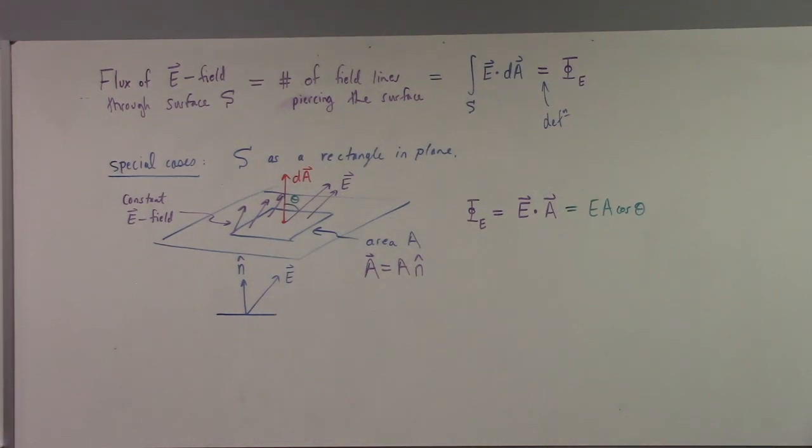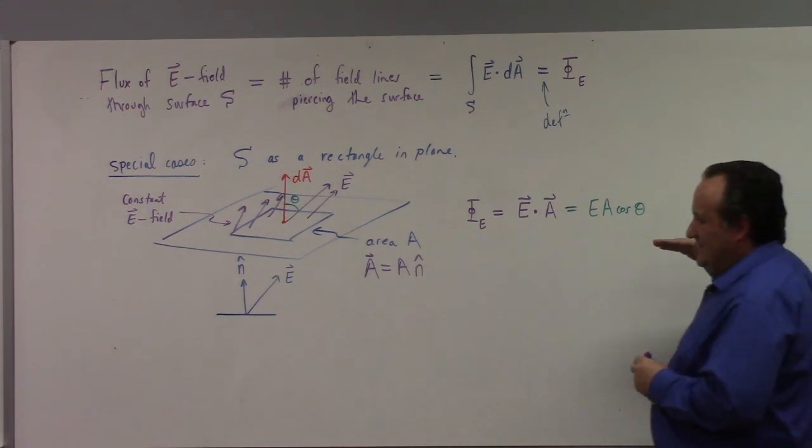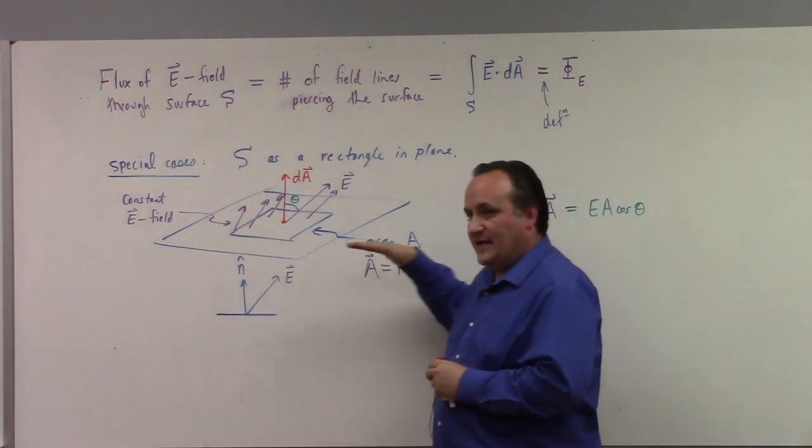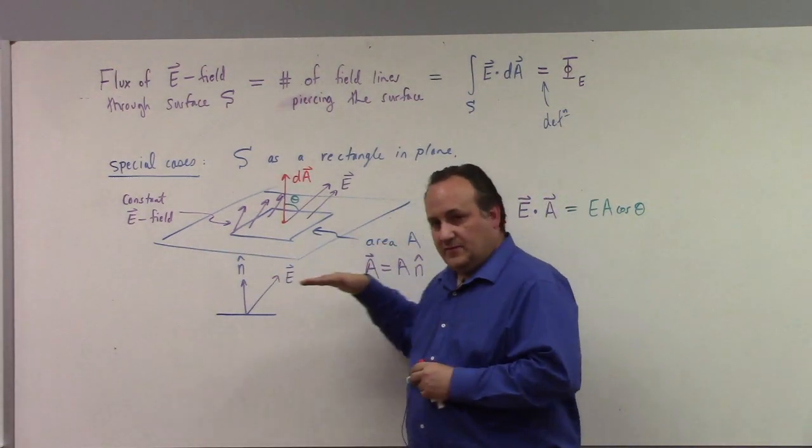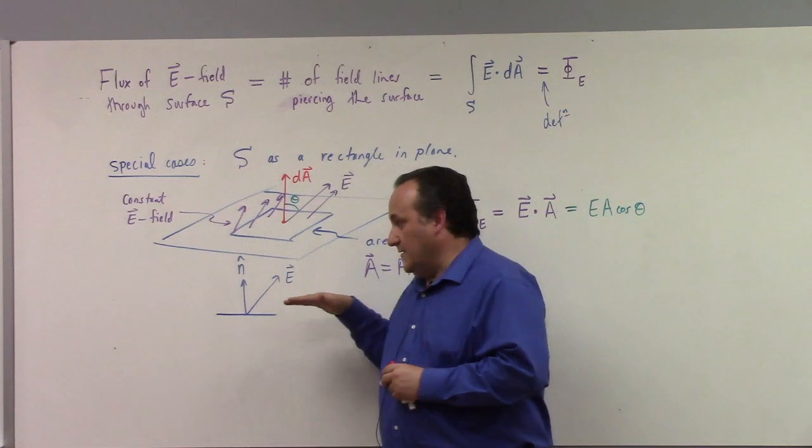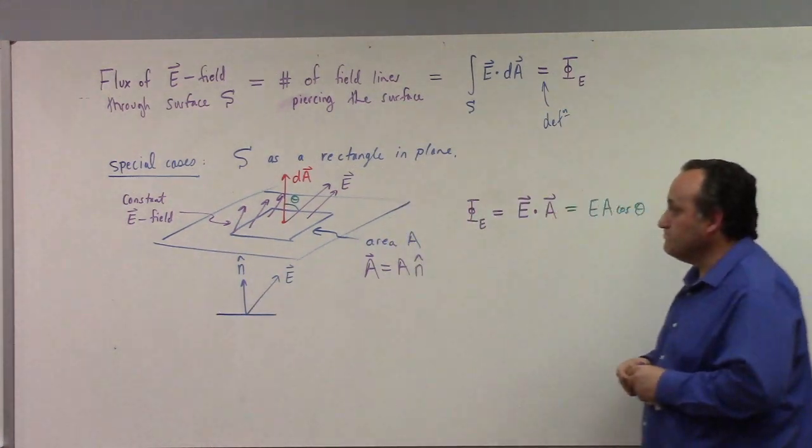On the other hand, what happens if theta is 90 degrees? What's the electric flux from that? It's 0, right? If the angle is 90 degrees, that means the electric field is tangential to the surface, and that does not count. It doesn't cut through the surface in that sense. We don't count it. It doesn't give us any flux.